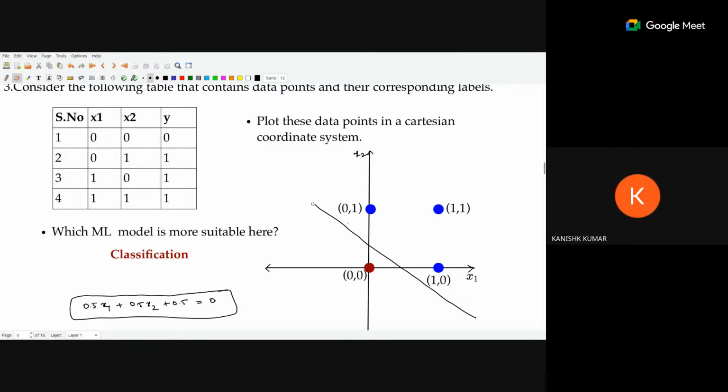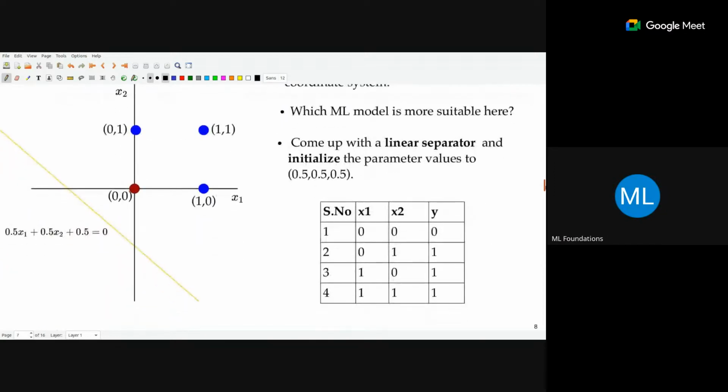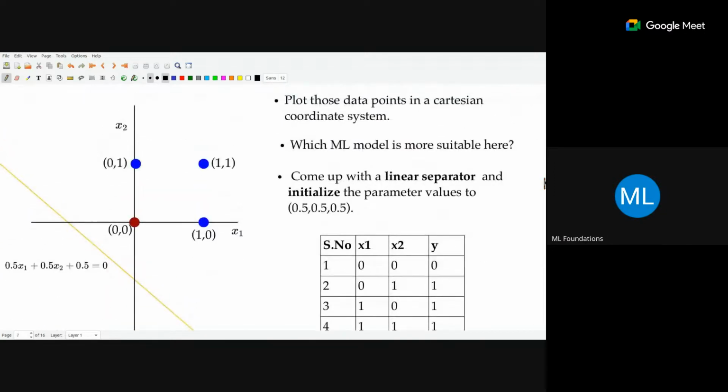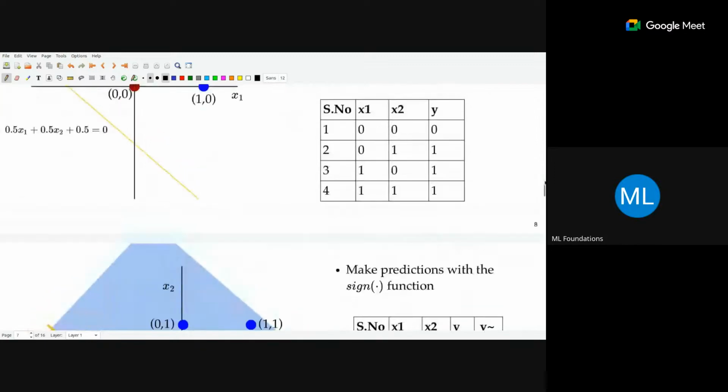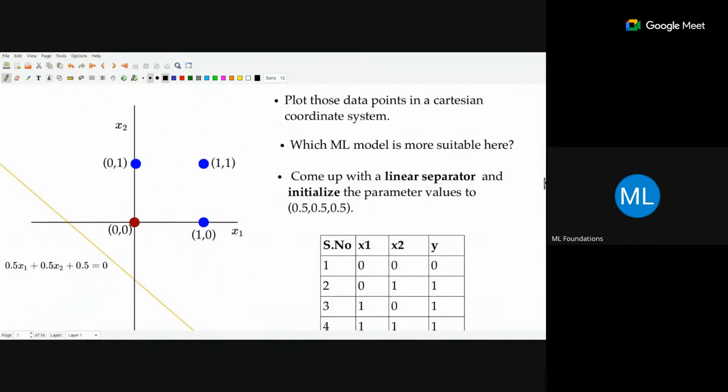Yes, so it will pass through the third quadrant. Yes, correct. Yes, sir. So if you have drawn that, this is how it will be. I said a linear separator with the parameter values initialized to 0.5, 0.5, 0.5. So this is how my linear separator will be. So is this the best linear separator? No, sir. If that is not good, just find the loss of this particular linear separator and tell me.